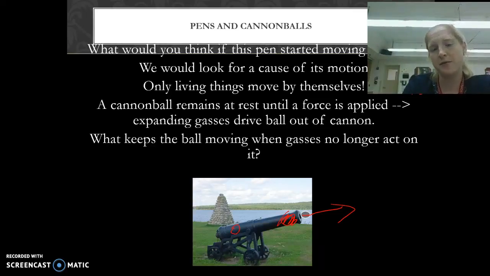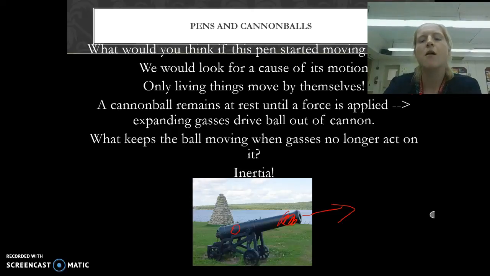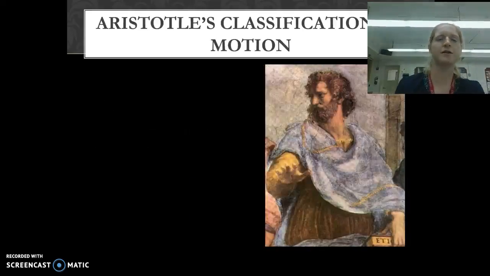Hey, dynamic equilibrium, we've heard that before. There it goes. But on Earth, it runs into something and comes to a stop, whether it be a gravitational pull that brings it down to Earth, or, in this case, a random wall that it hits, and so forth. This idea has a name. It's called inertia.